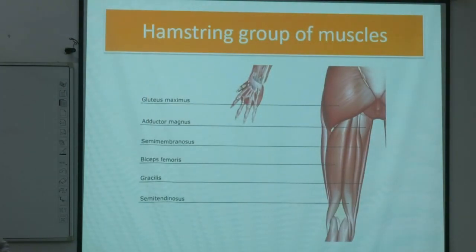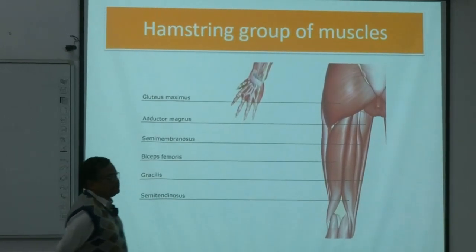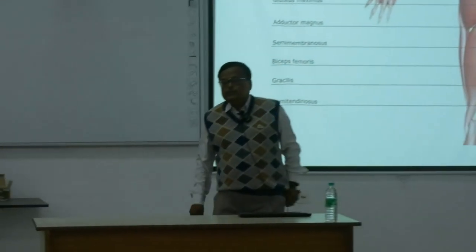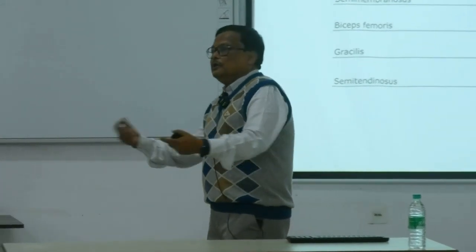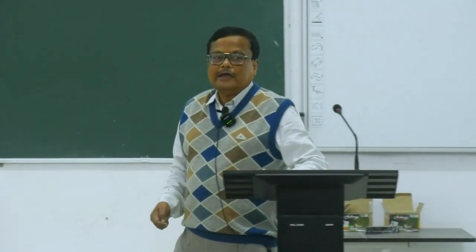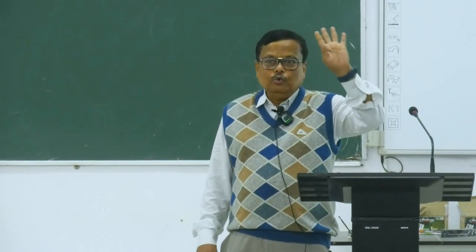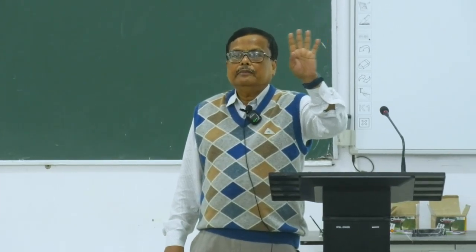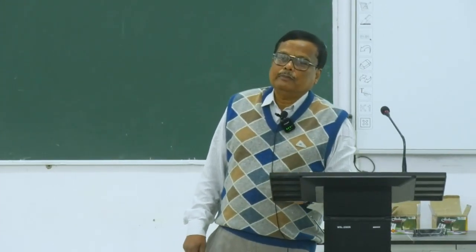So before going to the sciatic nerve, let us have an idea about a short note that often comes in the examination: the hamstring group of muscles. What is the hamstring group of muscles? Only the name is not the criterion. There are 4 criteria for a muscle to become part of the hamstring group of muscles.